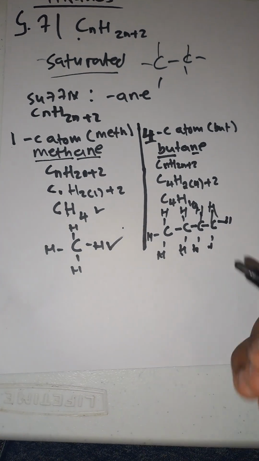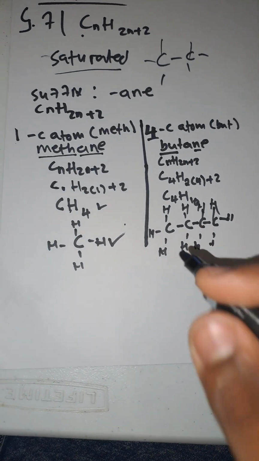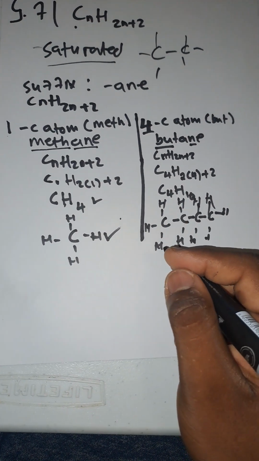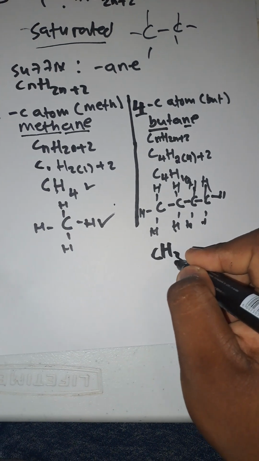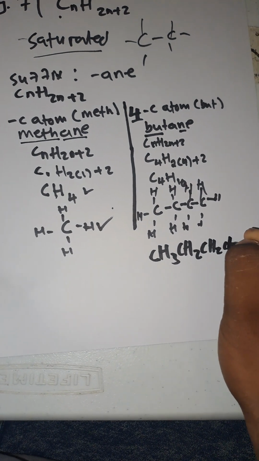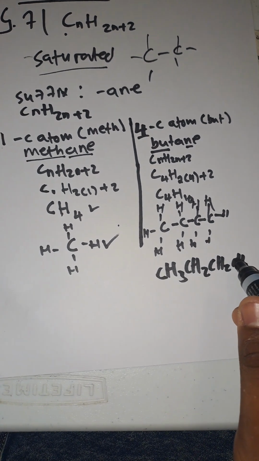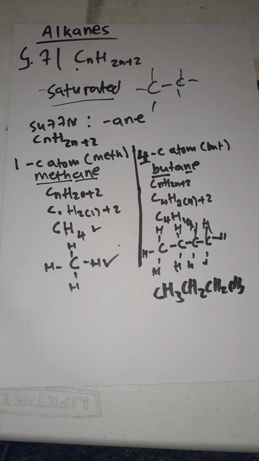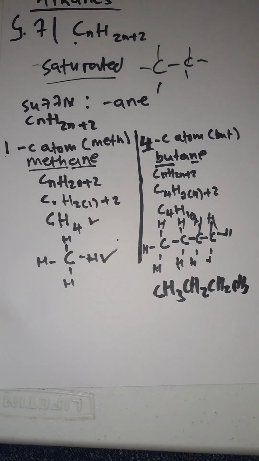And then let's say they want the condensed structural formula for this. Remember, in the condensed structural formula you don't include the bond lines. So let's start with the first carbon. How many hydrogens does it have? 3. So it is CH3. Then this one, CH2, CH2, CH3. The reason why I am telling you this is that sometimes they can bring it in this way, in a condensed formula, and then say draw a structural formula.